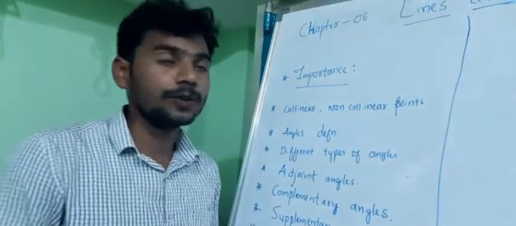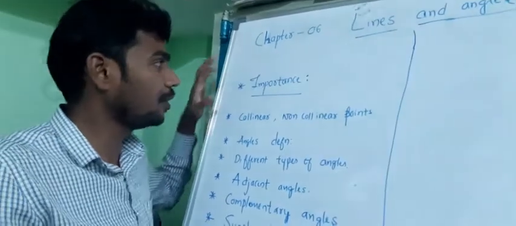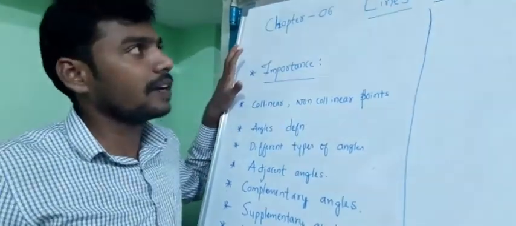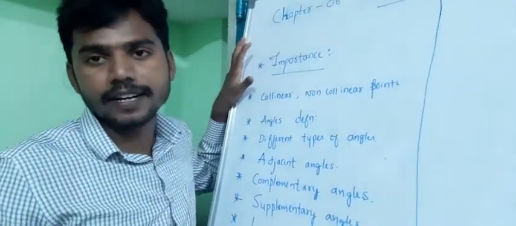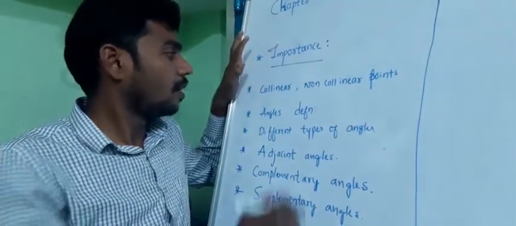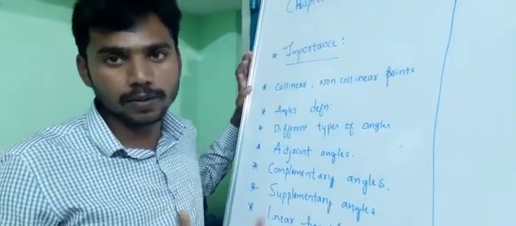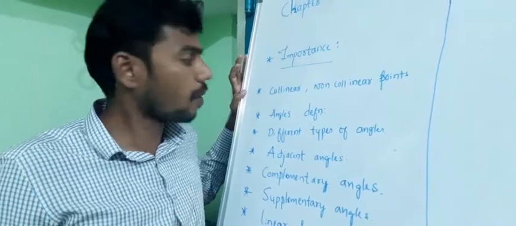Dear students, we are going to start with the new chapter, chapter number 6, lines and angles. In this, I am going to cover the importance of lines and angles. So why we need to study lines and angles and what is its importance. Then we are going to learn the definition of collinear and non-collinear points, when we are going to call the points as collinear points and non-collinear points.